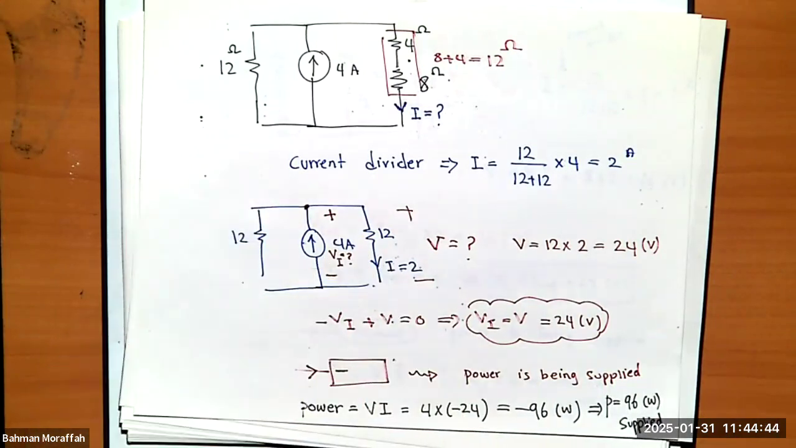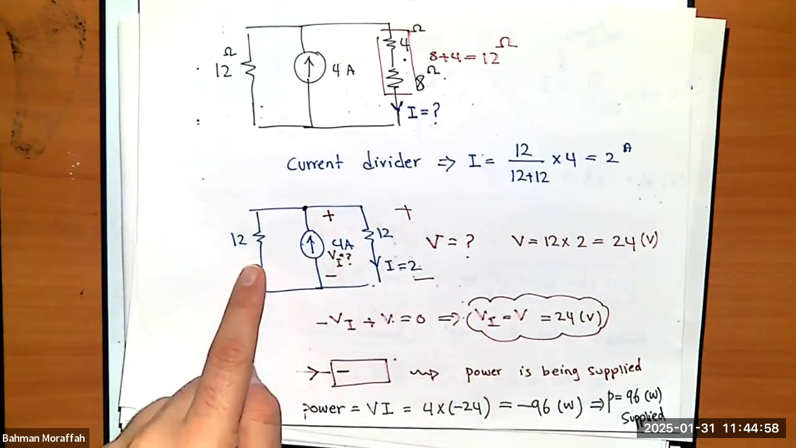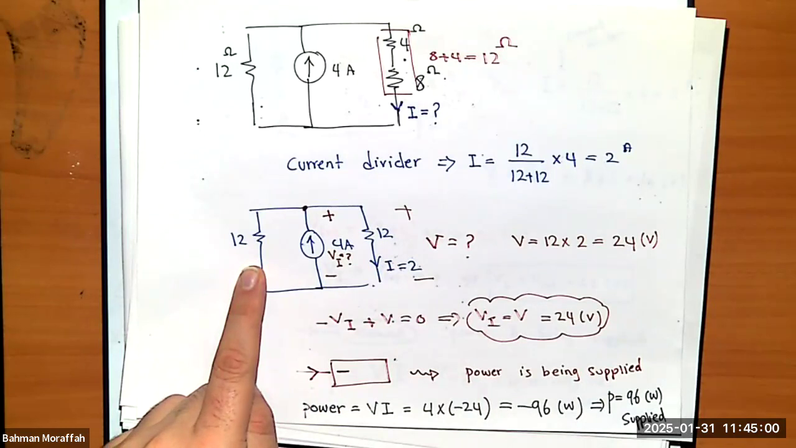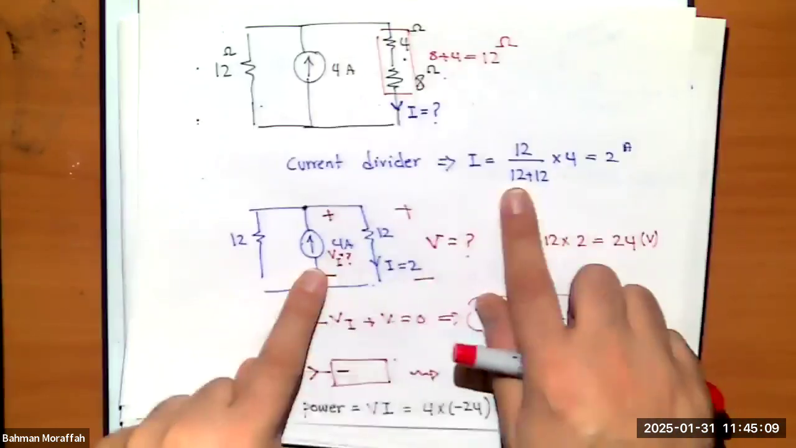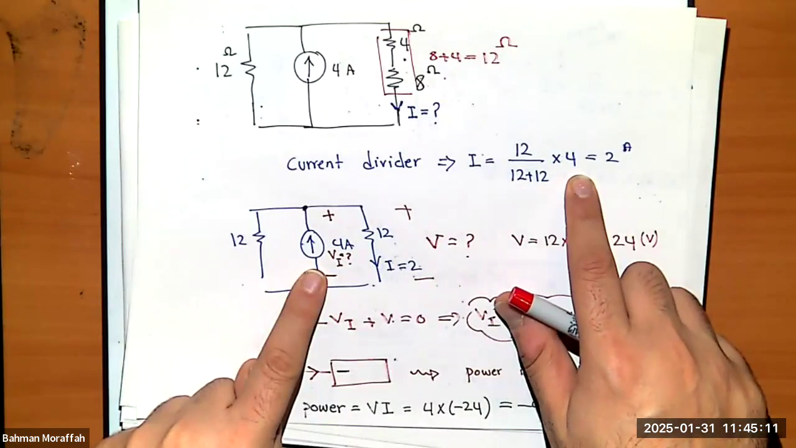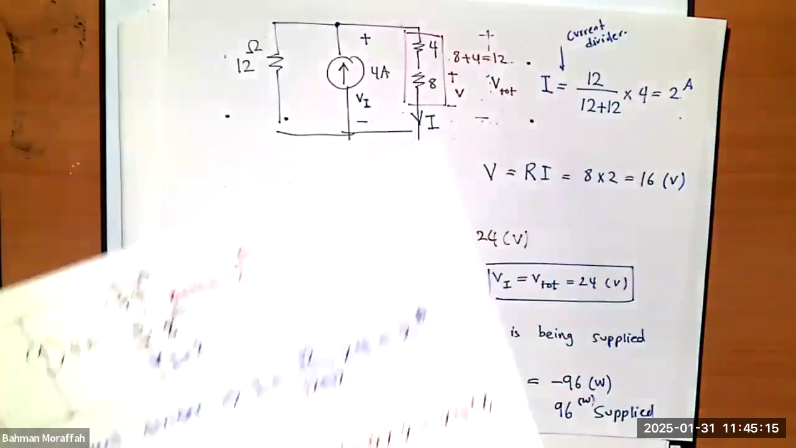Another way is to look at the circuit. The circuit is a current divider circuit. So I can use the formula for current divider. What is the formula for current divider? The current through this branch is proportional to the value of the resistance on the other branch divided by the whole thing, times the value of the source. It's 12 over 12 plus 12 times 4. That's the current divider formula, right?